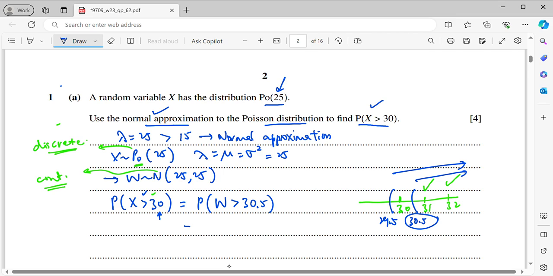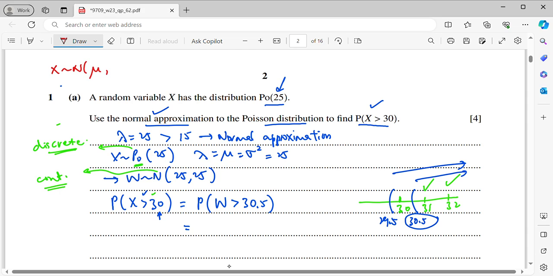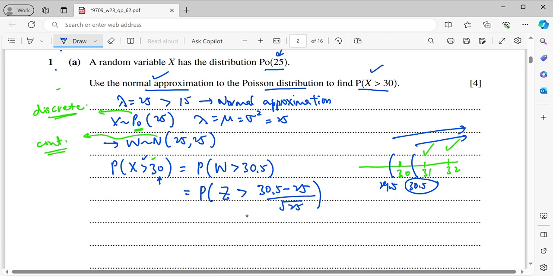Now when it is normally distributed with mean mu and variance sigma squared, we need to standardize. The standardized random variable Z equals (X minus mu) over sigma. So I'm going to standardize it: Z greater than (30.5 minus 25), where my mean is 25 and variance is 25 as well. So I have to divide by 5, which is my standard deviation. Then from here, you will get P(Z greater than 1.1).